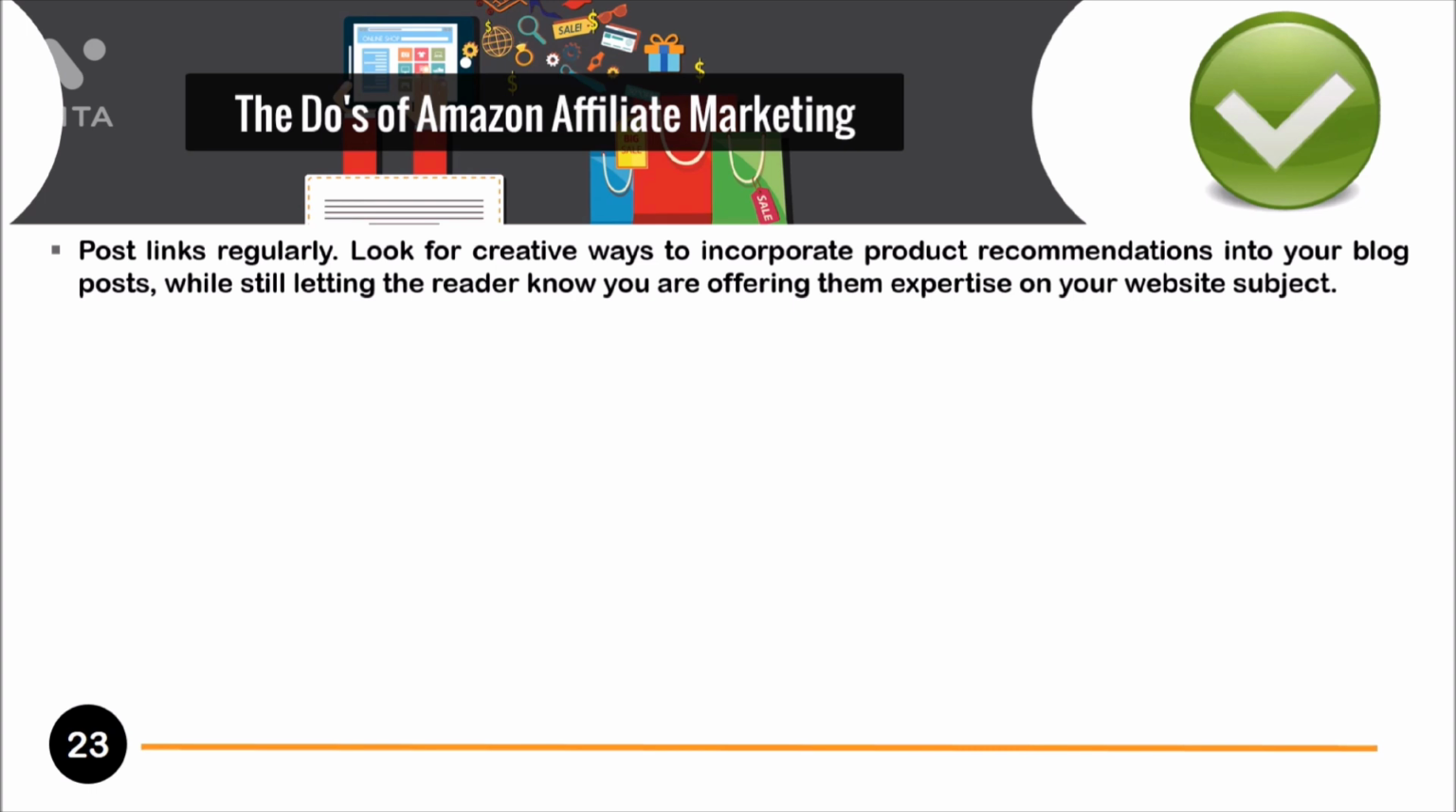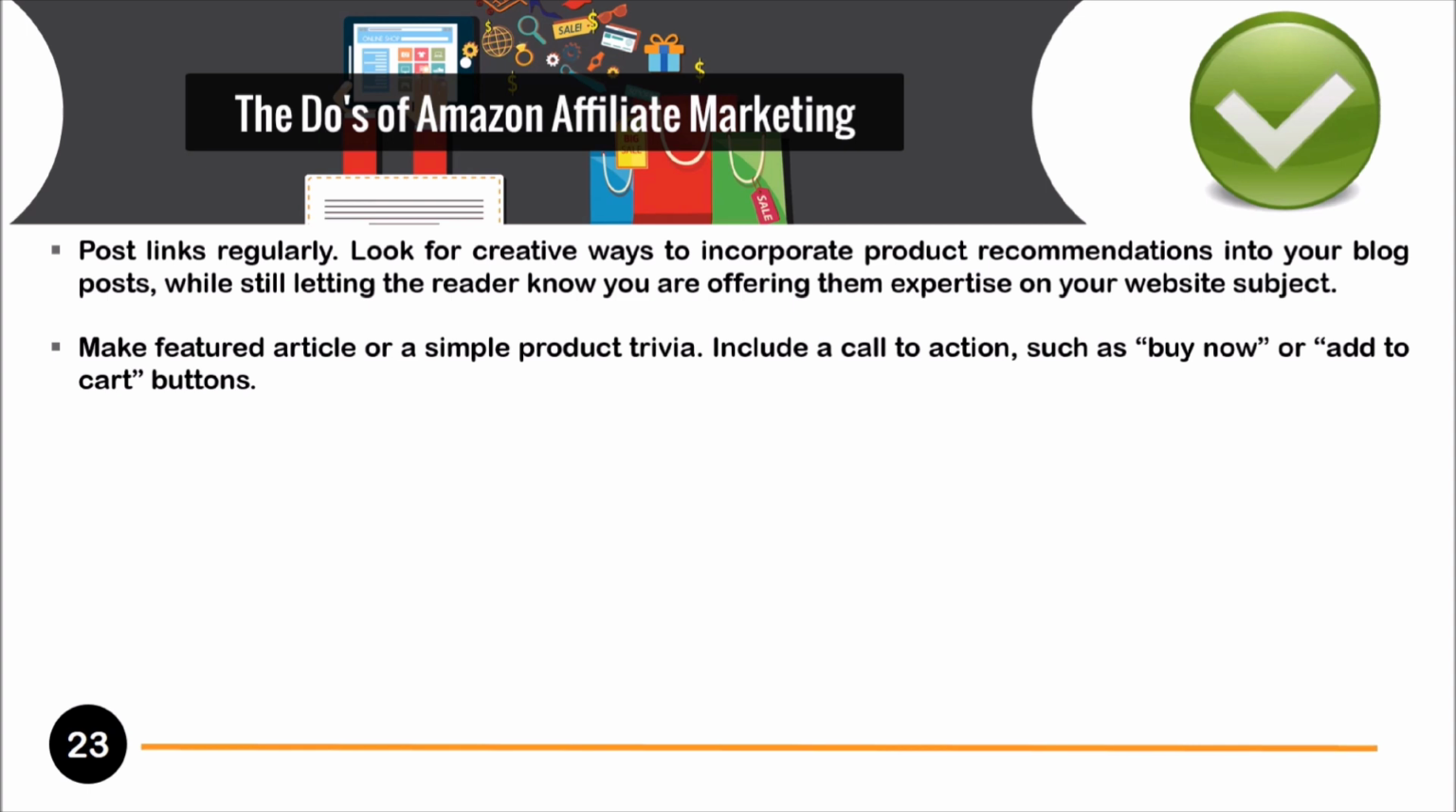The do's of Amazon affiliate marketing. Post links regularly. Look for creative ways to incorporate product recommendations into your blog posts while still letting the reader know you are offering them expertise on your website subject. Make featured articles or a simple product trivia. Include a call to action such as buy now or add to cart buttons.